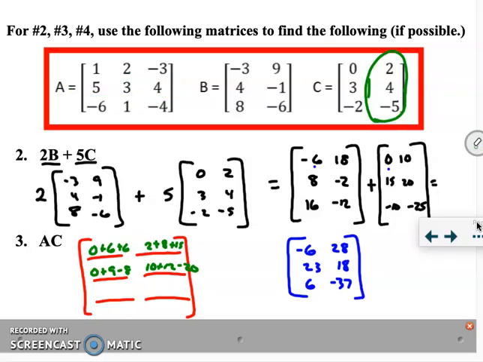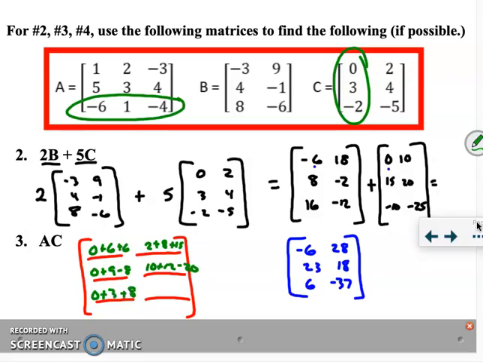Row 3, column 1, row 3 times column 1. This time that's going to give me, let's see, 0 plus 3 plus 8. Row 3, column 2. Getting closer now, it's going to be negative 12 plus 4 plus 20.